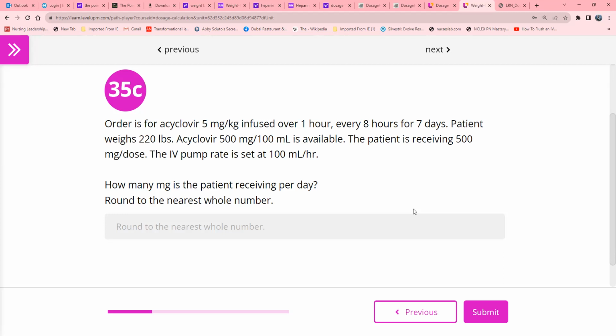Okay? So if you're giving it every 8 hours, how often are you giving it? 3 times a day. So he's getting it 3 times a day at 100 mLs an hour over an hour. So what is your total dose for the day? But they want to know milligrams. There's 500 milligrams in 100 mLs. So it should be 1,500 milligrams. Right. Everybody with me on that? Everybody see how she got that?